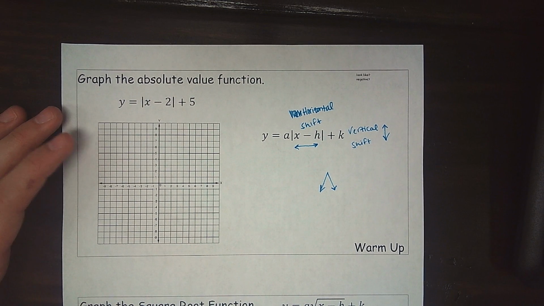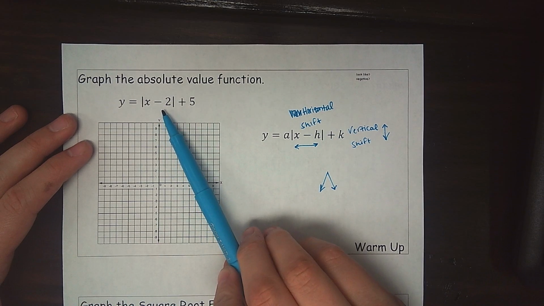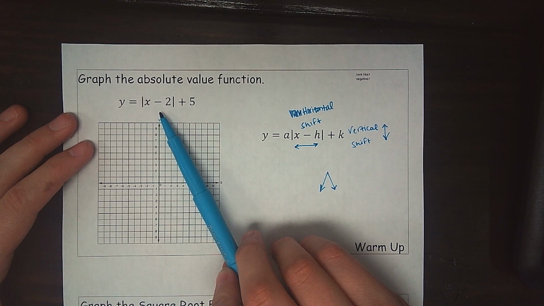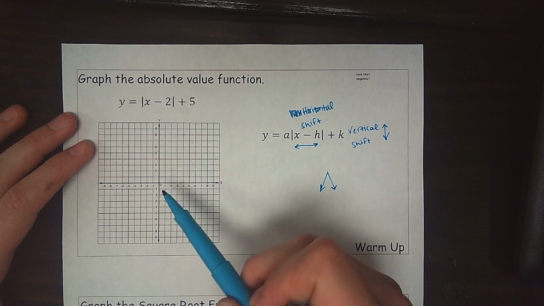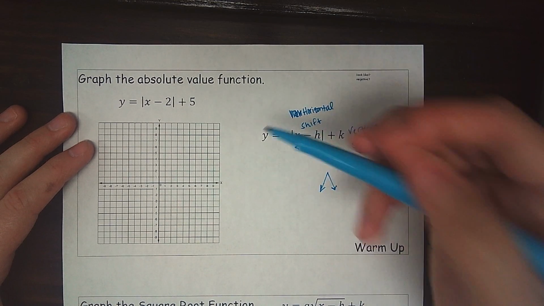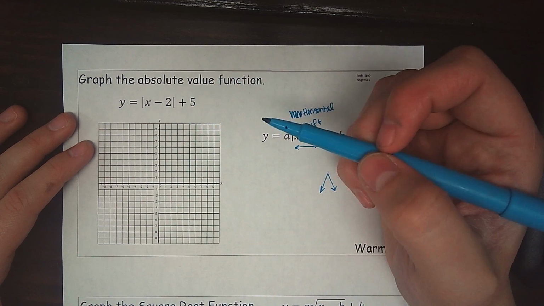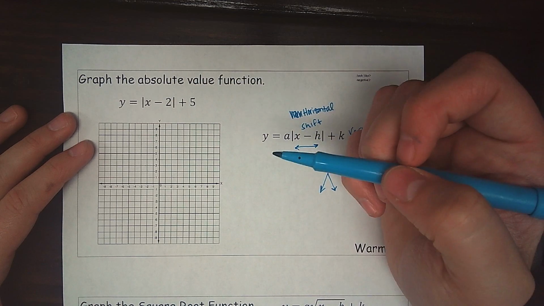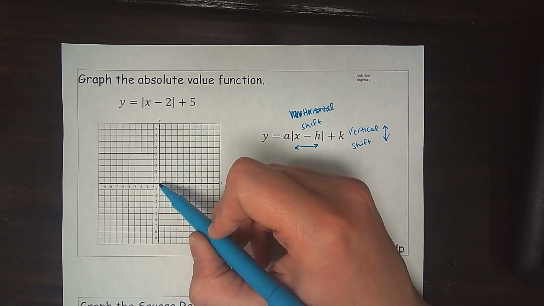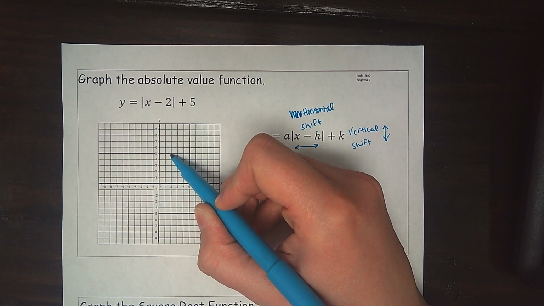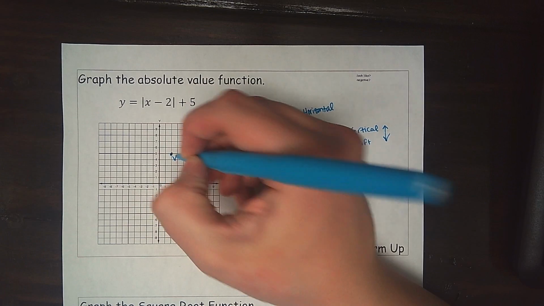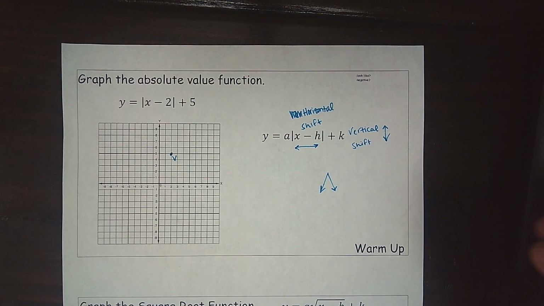So we have y equals the absolute value of x minus 2 plus 5. First thing I'm going to do is figure out my horizontal shift. Remember, it's the opposite of what I think. So this is telling me I have a horizontal shift to the right 2. And my K value is telling me that I have a vertical shift up 5. So starting from the origin, I'm going to go right 2 and up 5, and label that point with a V for vertex. I could have labeled it with an S for start. Doesn't really matter.